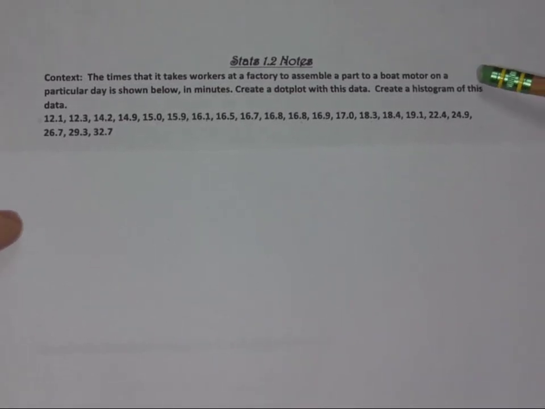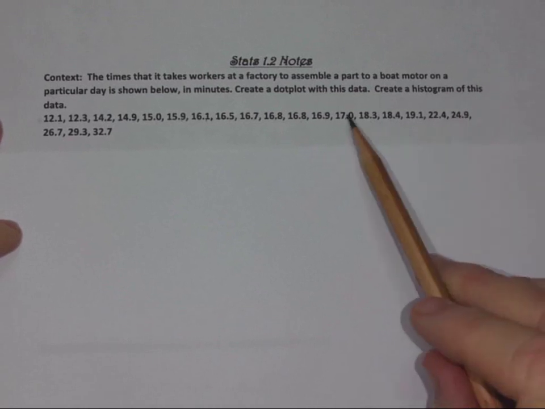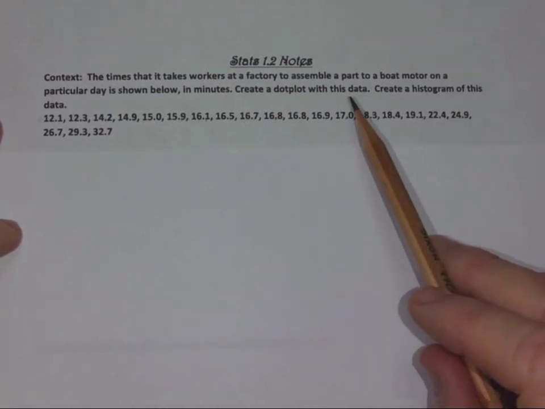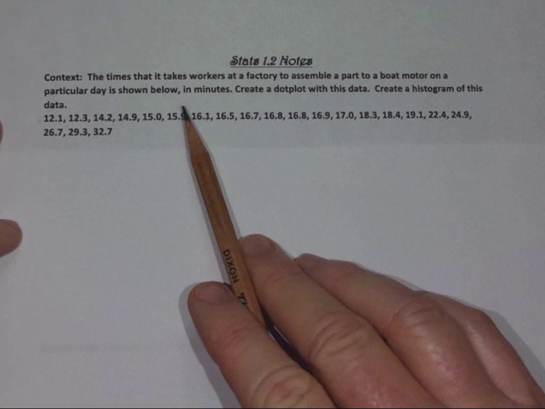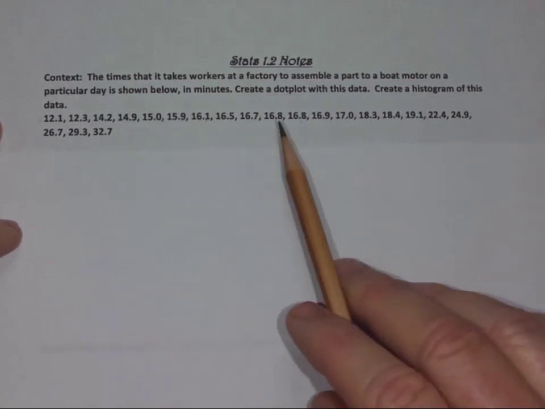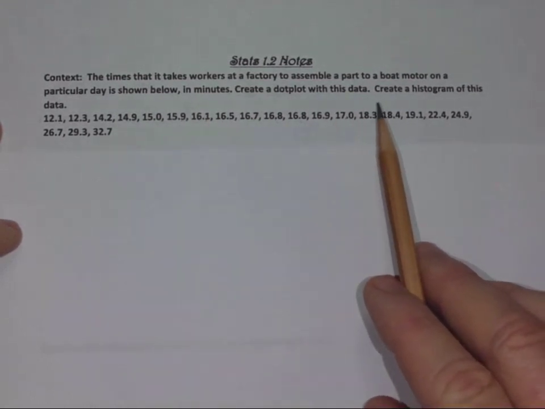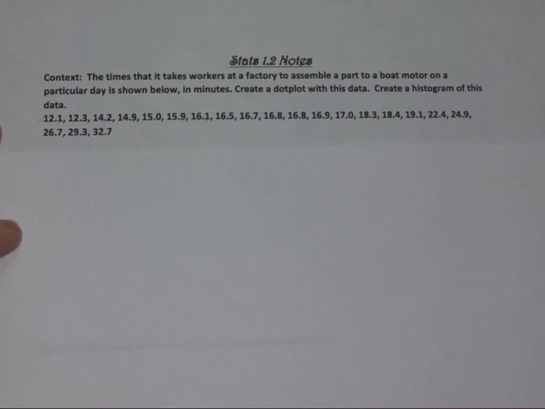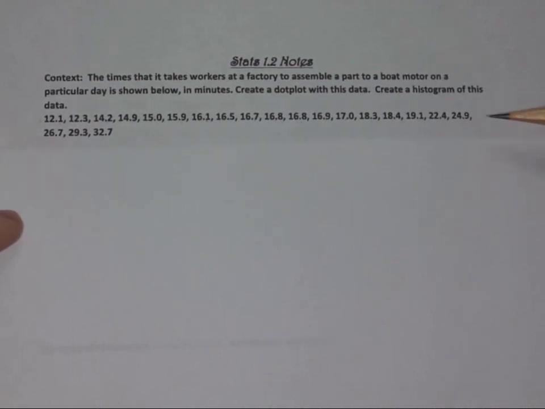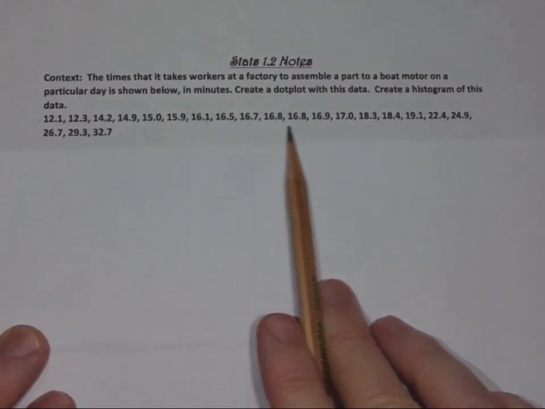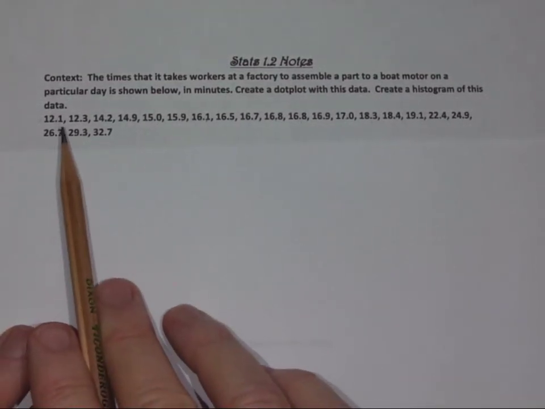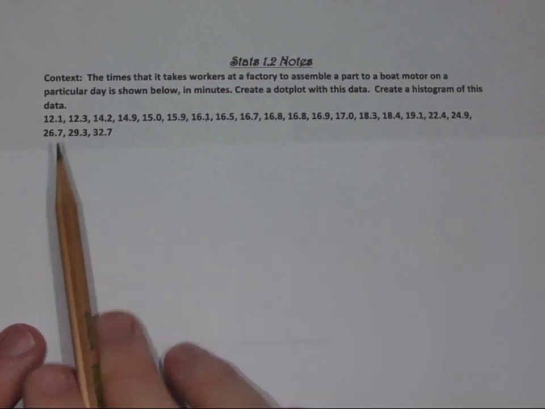It says the time that it takes workers at a factory to assemble a part to a boat motor on a particular day is shown below in minutes. So we're asked to create a dot plot with the data and a histogram. The first thing to recognize is that this data is quantitative. It's numbers. Quantitative data just deals with when basically every individual has a number associated with that individual.